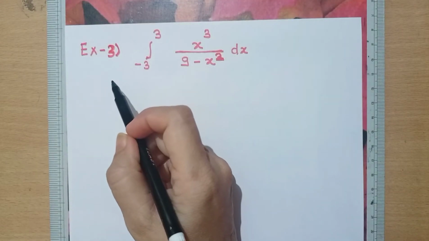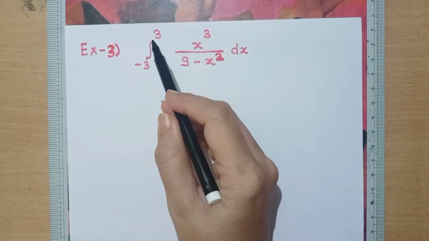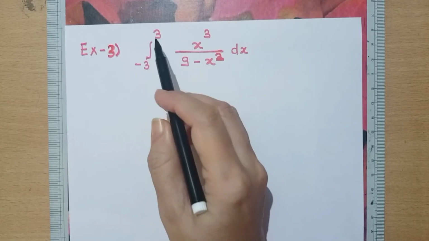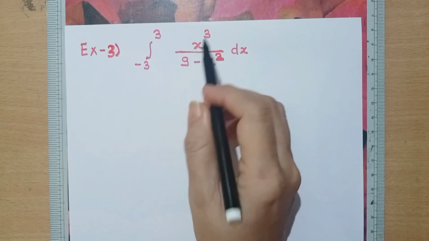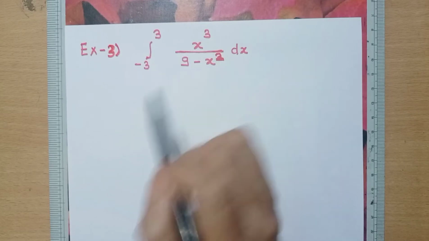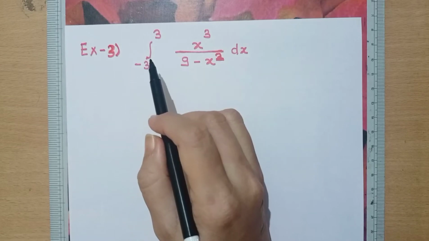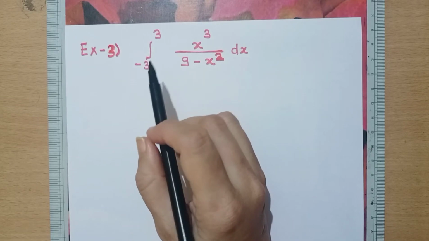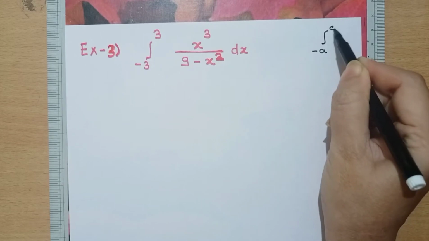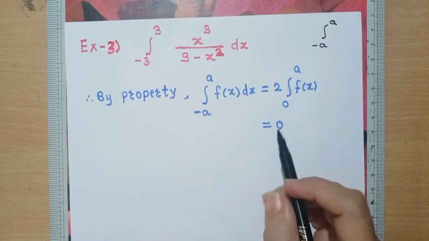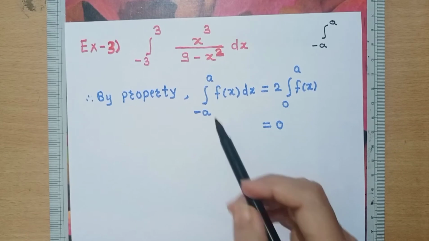This is our third example, and check the limits. This integration is from minus 3 to plus 3, x cube upon 9 minus x square. So we have to use property number 8, where the limits are from minus a to plus a. This is our eighth property.